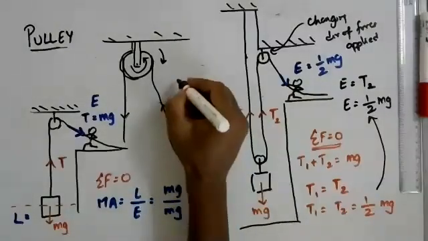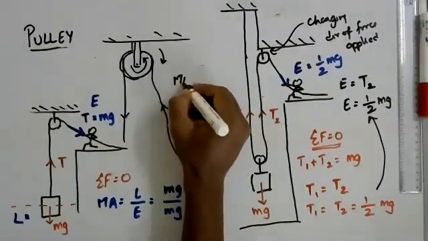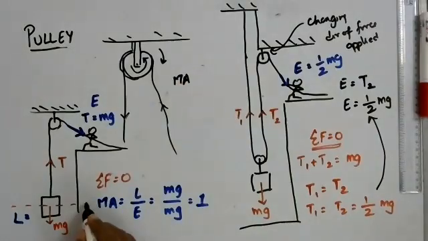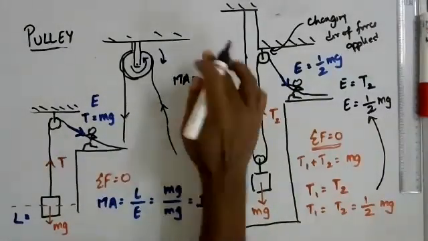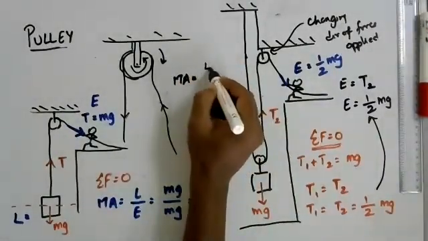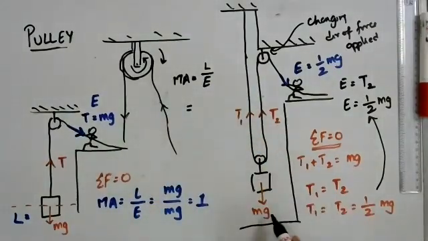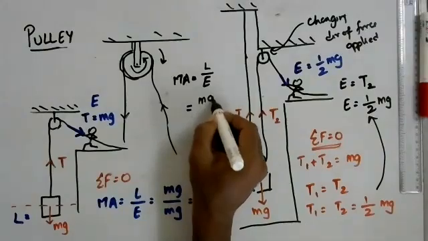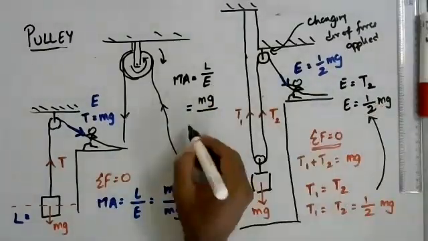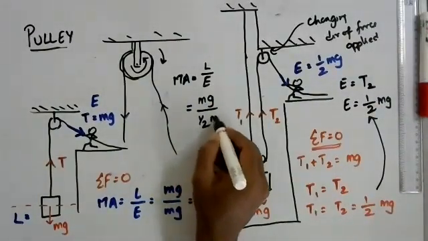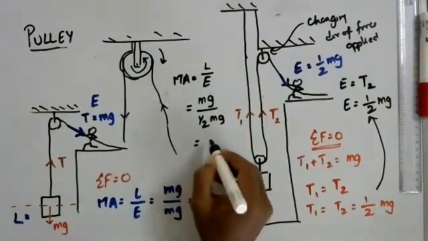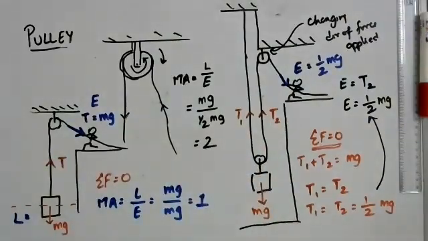So we can say that the mechanical advantage in this case will again be load upon effort. The load is mg, but the effort is only 1 by 2 mg. So therefore the mechanical advantage is equal to 2.